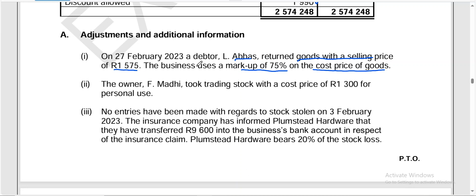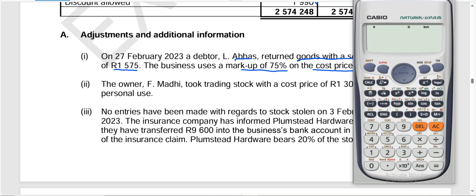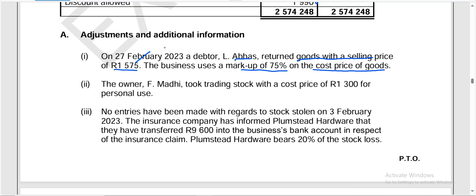Okay, so now what we need to do is find the cost price. In this case, remember our cost price is always 100%, our profit is 75, so it means that our selling price percentage is 175. So I'm just going to do it on a calculator. To get our cost price, we're going to say 1,575 multiply by 100 divide by 175, which will give us 900. So in this case, our cost price is equal to 900. Very important for you to remember how we calculated it.